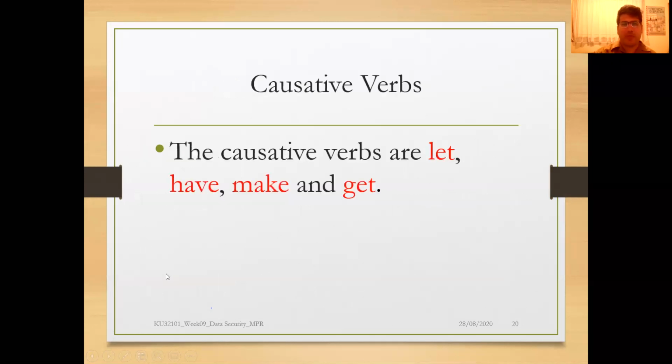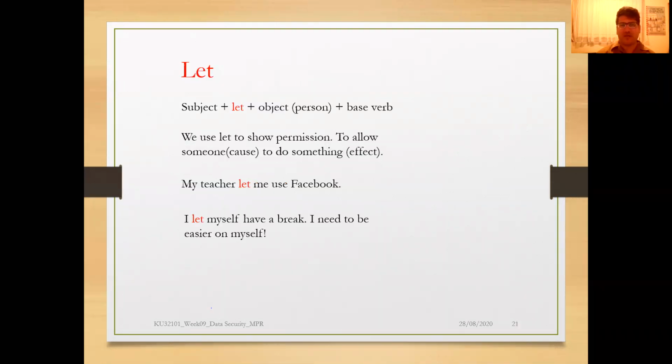Okay, there are four kinds of causative verbs. So make is just one of four causative verbs. The causative verbs are let, have, make, and get. But we use make the most in IT. So make is most common in IT. But let's have a look at the other kinds of causative verbs.